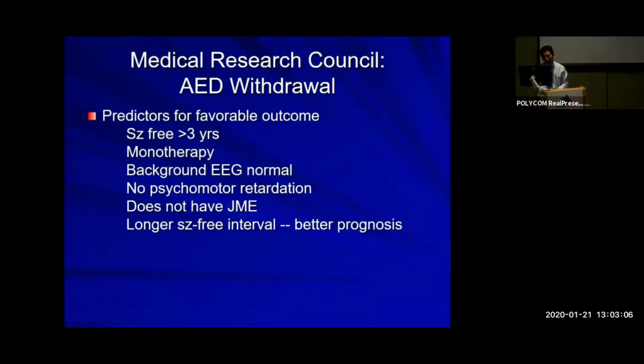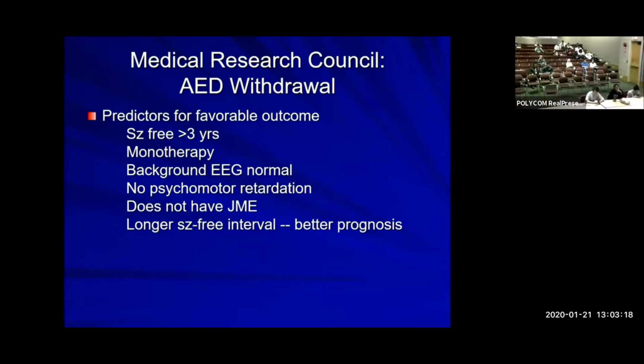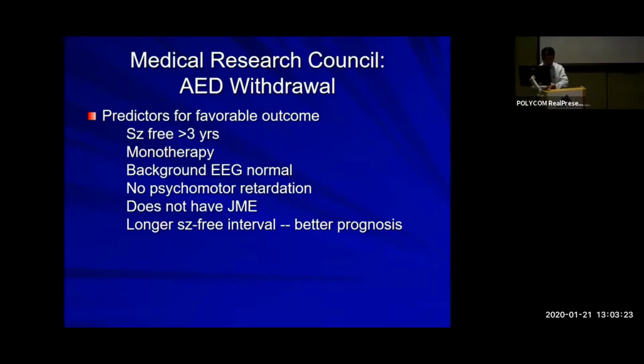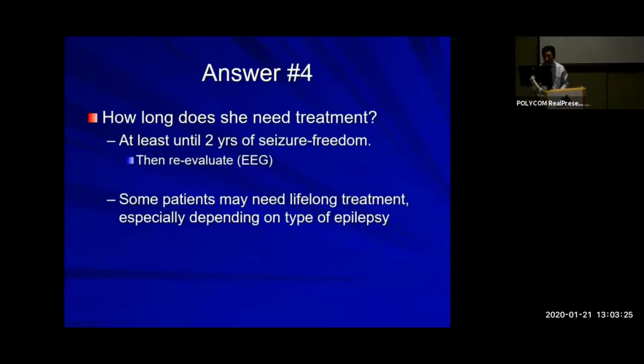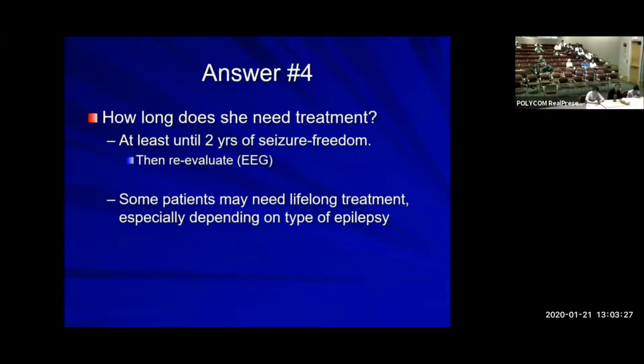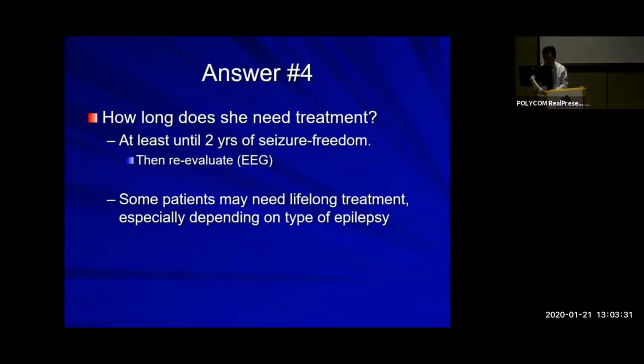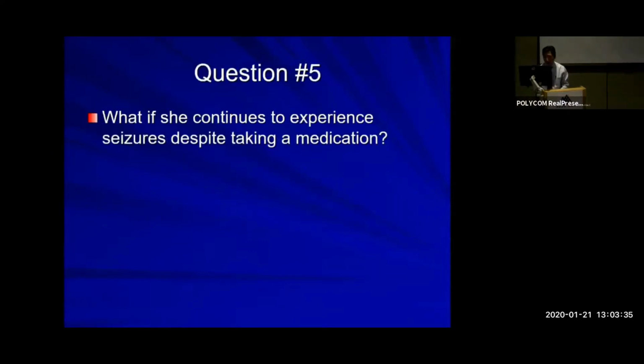Favorable predictors: basically, the longer you're seizure-free, the better you tend to do. If you only need 1 drug, you have a higher chance of coming off medication. If your exam is normal, and you don't have JME, juvenile myoclonic epilepsy. That's one condition where, if you make that diagnosis, you need lifelong treatment. You have a high recurrence rate off medications. So she should be treated for at least 2 years of seizure freedom, and then reevaluated. I would do an EEG and make sure everything is okay. Some patients need lifelong treatment, especially JME patients.